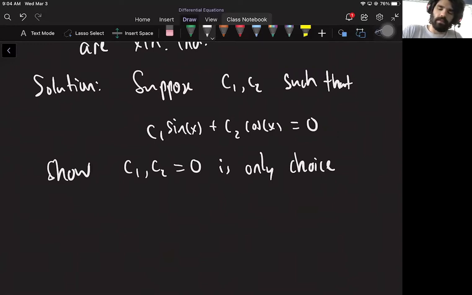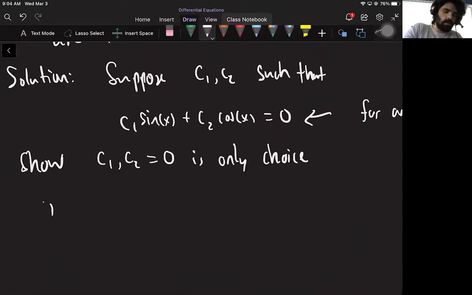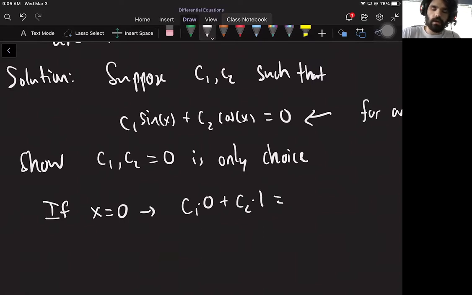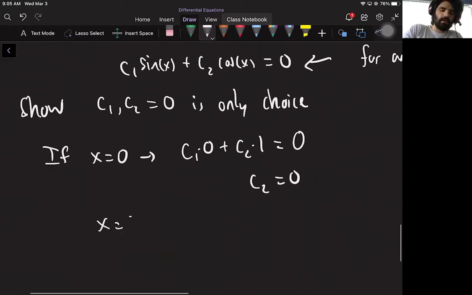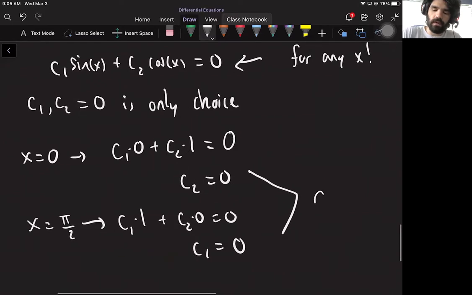So again, the point is that this equation I'm saying needs to always be true for any x. So I can just plug in some clever x's. So if x equals 0, then I'll get C1 times 0 plus C2 times 1, because cosine of 0 is 1 and sine of 0 is 0. So this will tell me C2 equals 0. And if x is pi over 2, I get the opposite. Sine of pi over 2 is 1. Cosine of pi over 2 is 0. So this will tell me C1 equals 0 as well. So here we're done.